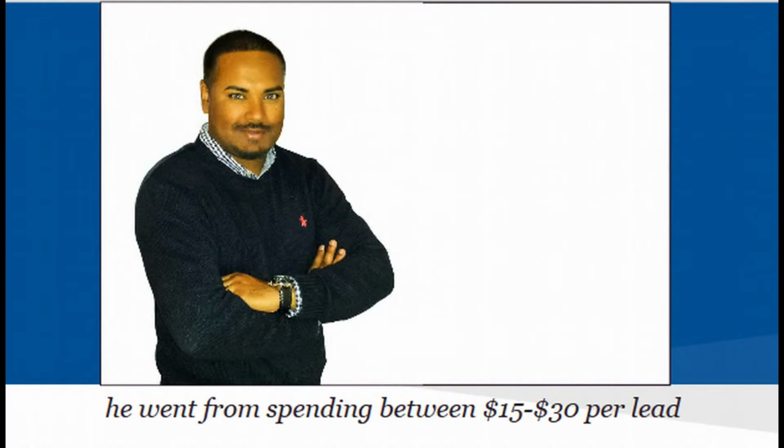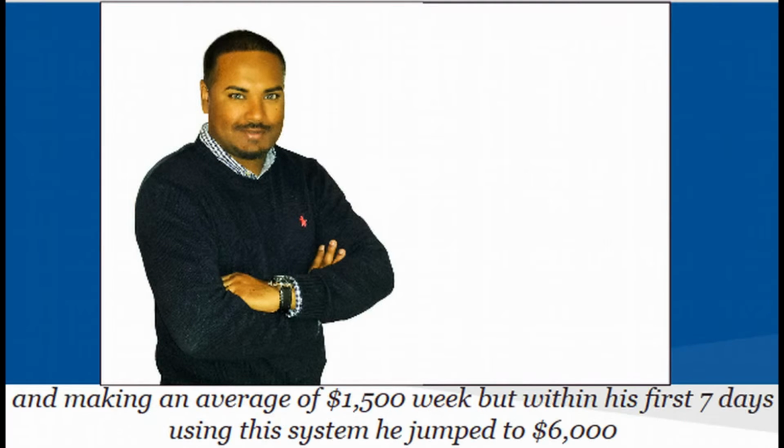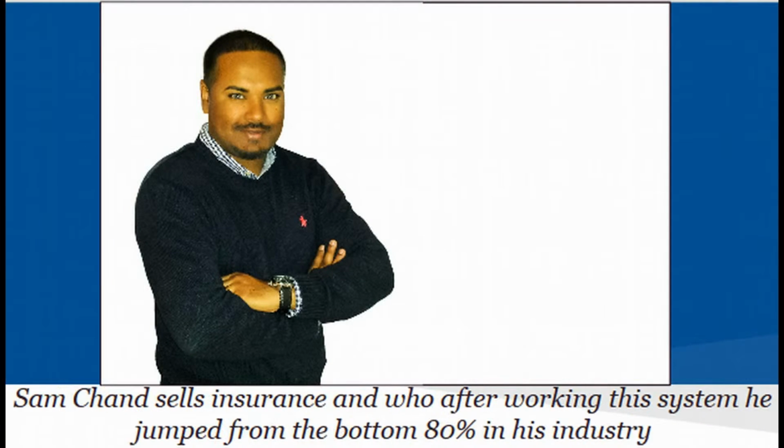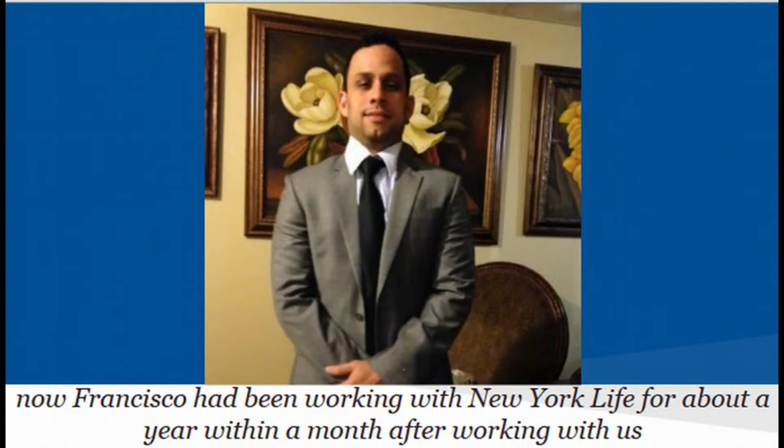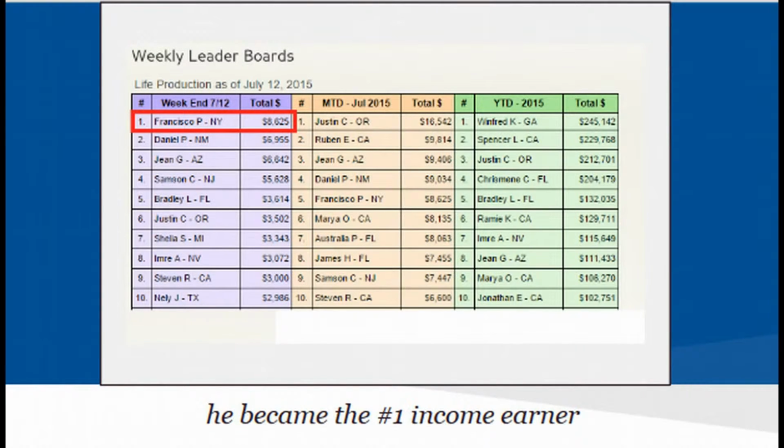Now, this is Sam Chan. He went from spending between $15 to $30 per lead and making an average of $1,500 a week. But within his first 7 days using this system, he jumped to $6,000. Now, Sam Chan sells insurance, and after working this system, he jumped from the bottom 80% of his industry to the top 8% and was ranked on the leaderboards. Shortly after that, he was ranked as his agency's #2 earner. Now, Francisco, on the other hand, had been working with New York Life for about a year. Within a month after working with us, though, he became the #1 income earner.